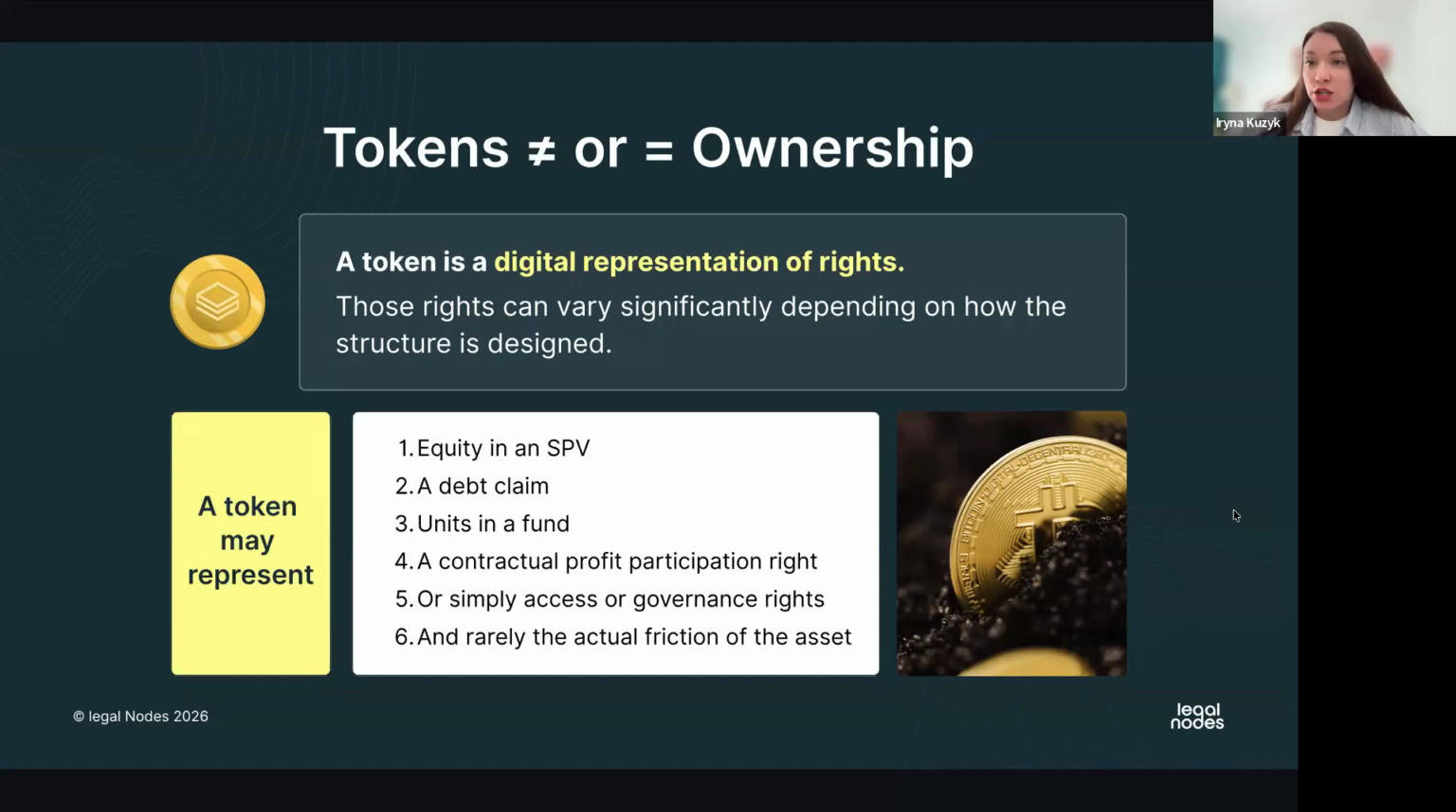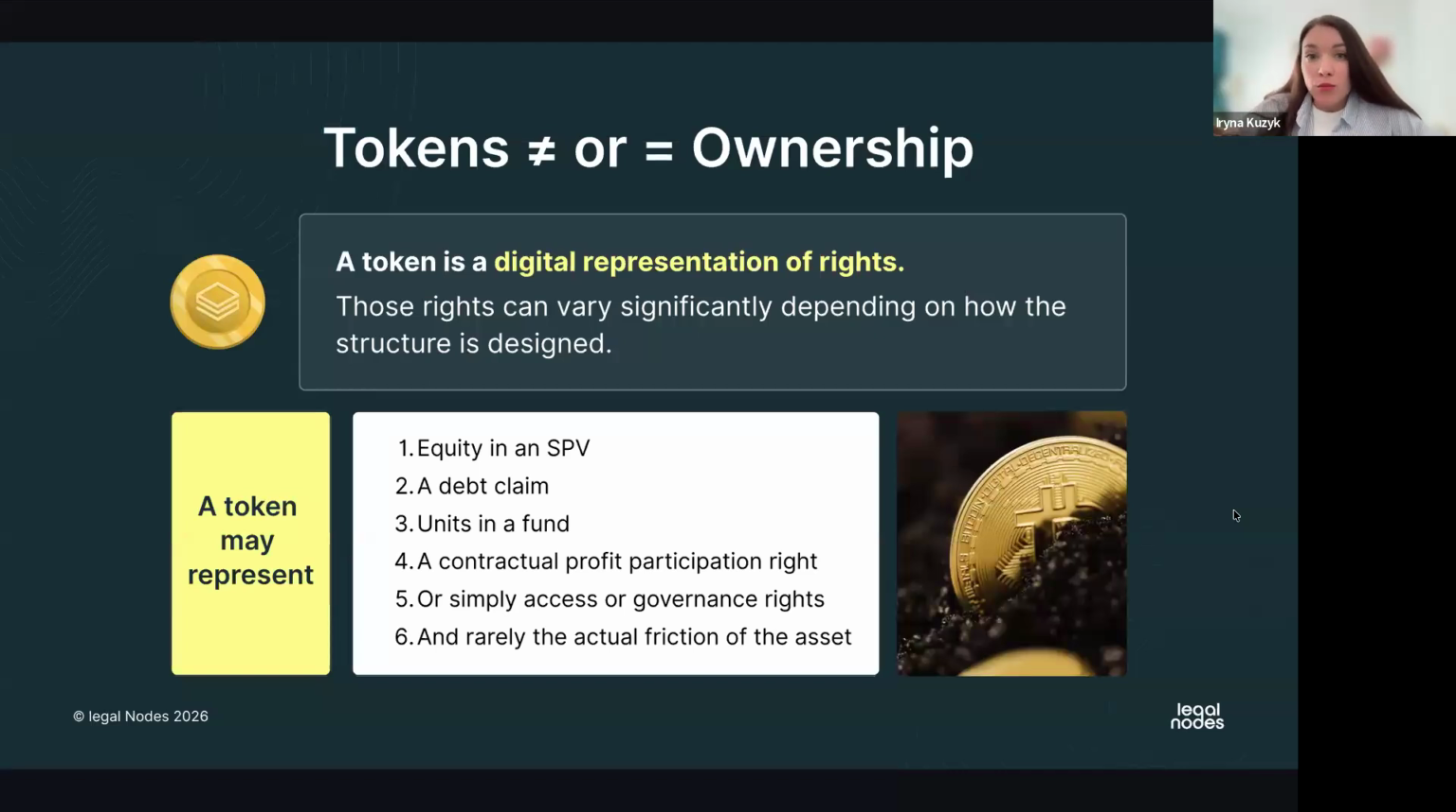So what does a token actually represent? Usually it is a digital representation of rights. Those rights can vary significantly depending on how the structure is designed. It can be equity in an SPV, a debt claim, units in an investment fund, contractual profit participation right, or simply access or governance rights. So the tokens could be designed with various sets of rights. The token itself is not the asset. It is a wrapper around legal ownership. If that legal relationship is not clearly defined and enforceable, the token is just code, basically.